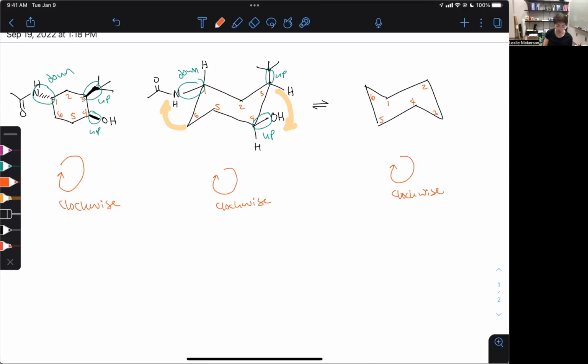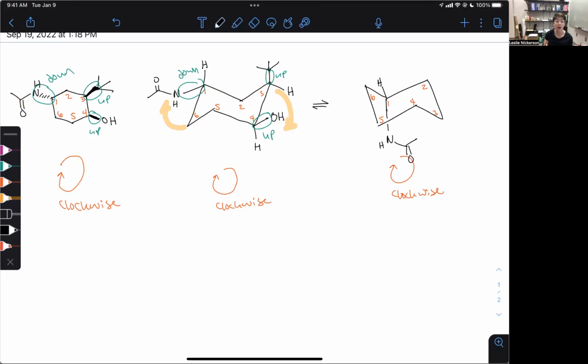All right, so now I'm going to go ahead and put in my substituents. So on carbon 1, still have that amide going down. Okay. On number 1, I've got these two options. This one is going up. This one is going down. That's where I want my amide to be. Okay, and then H is over here.